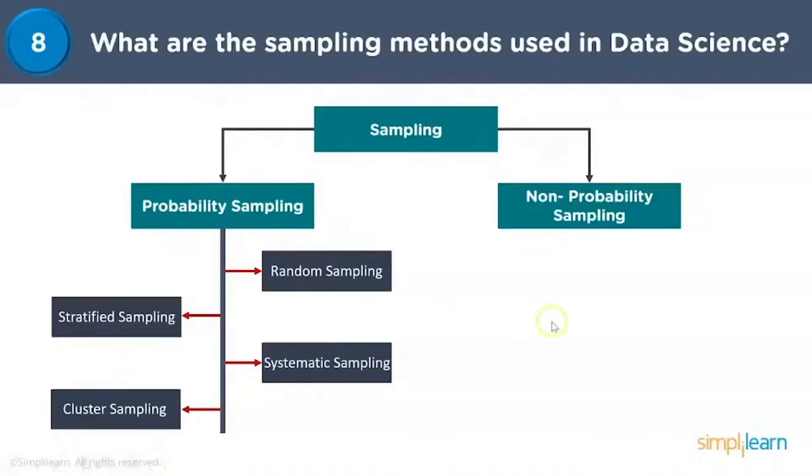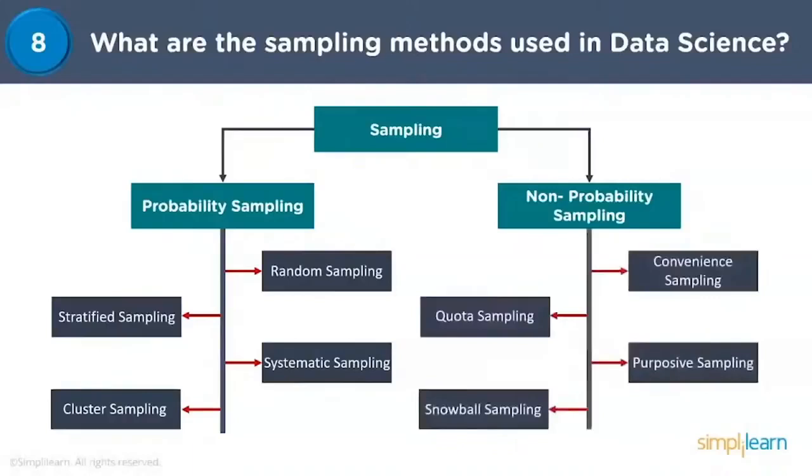Now let's look at the sampling methods that are present under non-probability sampling. First we have convenience sampling. For convenience sampling, the samples are selected based on the availability. This method is used when the availability of samples is rare and costly. So based on convenience, samples are selected. Second, we have quota sampling. Quota sampling depends on some preset standard. The proportion of characteristics in the sample should be the same as the population.